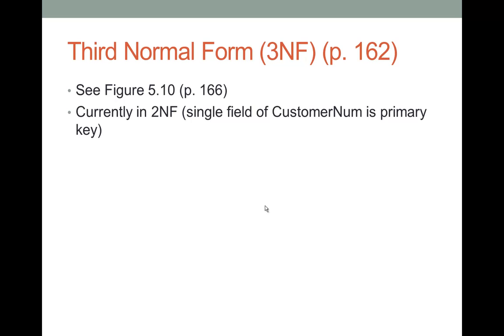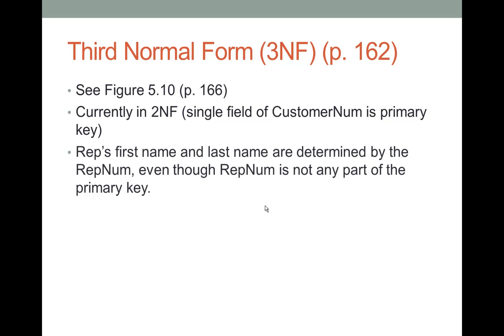However, they are also storing information about the rep number inside of this table. So the rep's first name and last name are also being stored in the table. They are determined by the rep number, but rep number is not any part of the primary key. So that means that it's a determinant. Remember, a determinant again is any column that determines another column. So the rep number determines the rep's first name and last name.